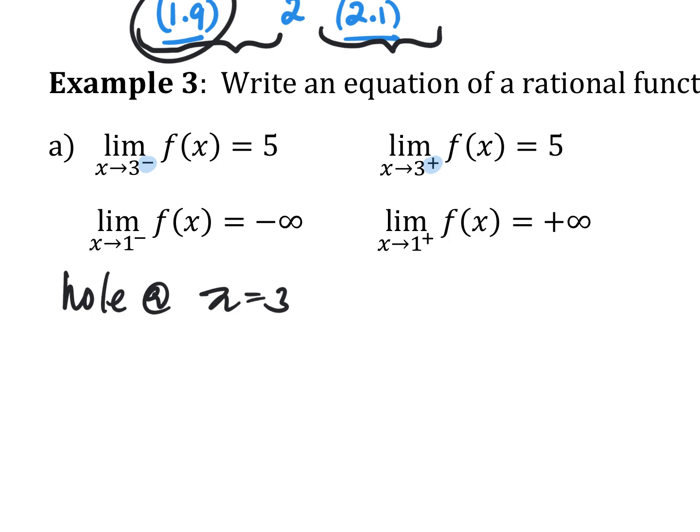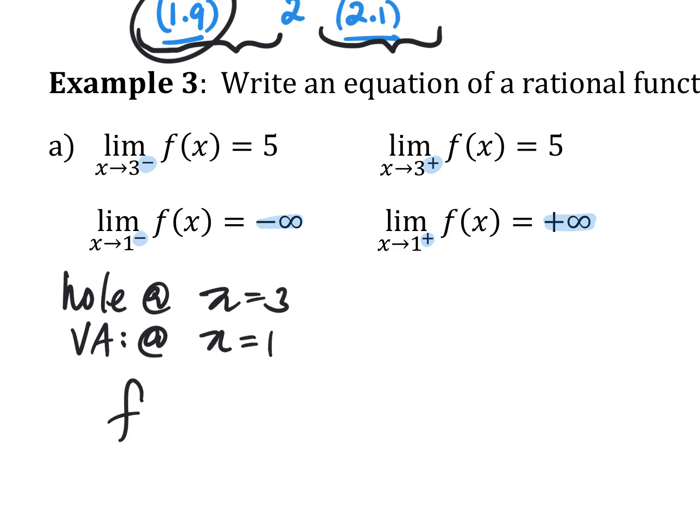The limit of f of x as x approaches 1 from the left is negative infinity, and the other one, approaching 1 from the right, is positive infinity, so they are actually opposite. It means to say that I actually have a vertical asymptote here. I have a vertical asymptote at x is equal to 1.